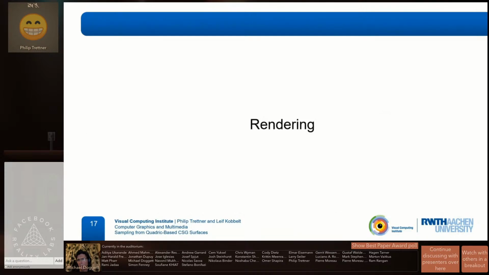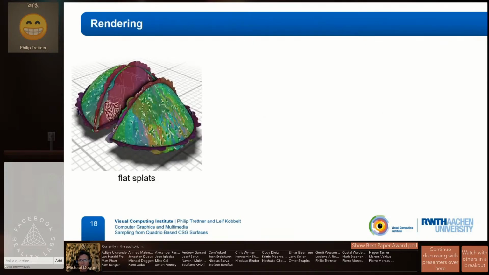I will now briefly present how we turn the samples into an efficient, hole-free and pixel-perfect rendering. We start by rendering each sample as a flat splat, where we take the normal based on the quadric surface. Here in this visualization, we applied a reflective material with an environment map so that we can judge the surface quality. And here the quality is still quite low because the splats are flat and quadrics in general are smooth curved surfaces.